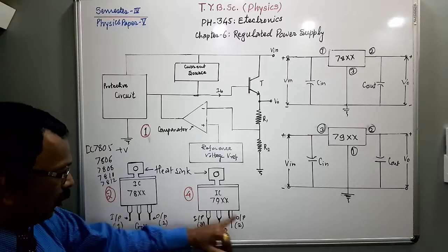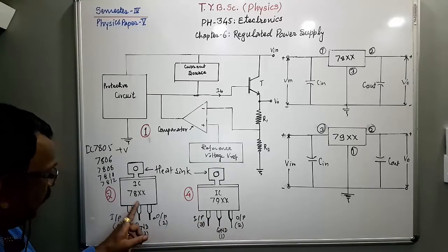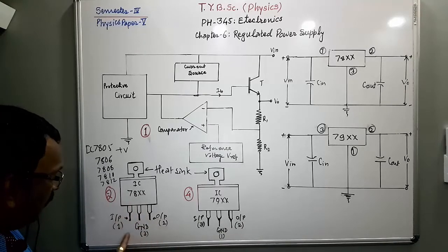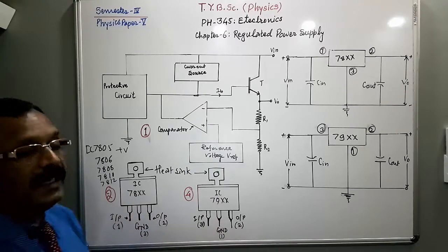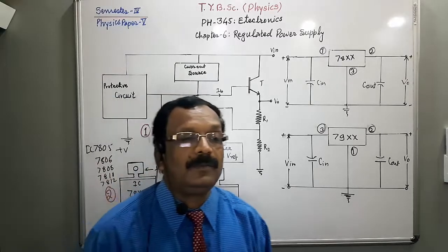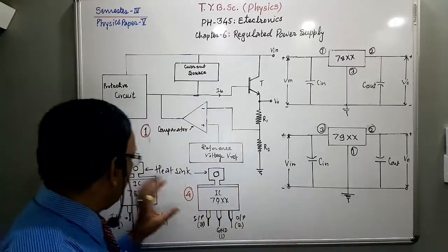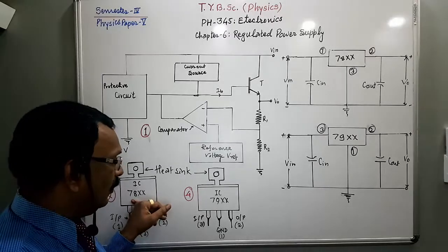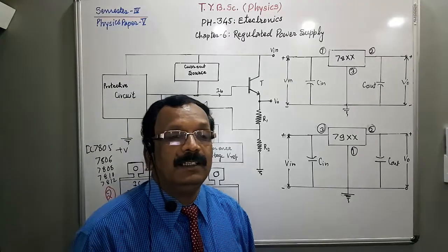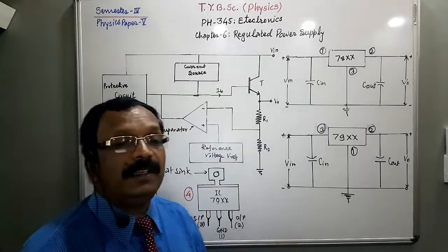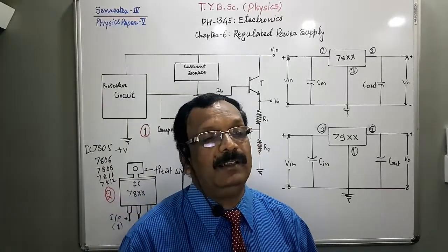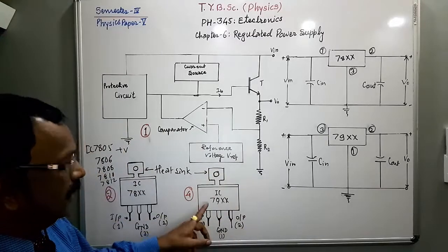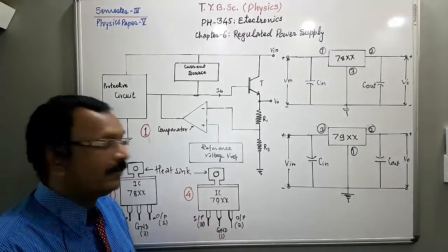Only we have to memorize this: input, output, ground, but the numbering differs from the 78 series. We have to remember by moving in clockwise direction for 78 and anti-clockwise direction for 79. Okay. But remember that the IC 78 series is a positive voltage regulator, and the 79 series IC is a negative voltage regulator. Okay, this is the outlook of this negative voltage regulator.